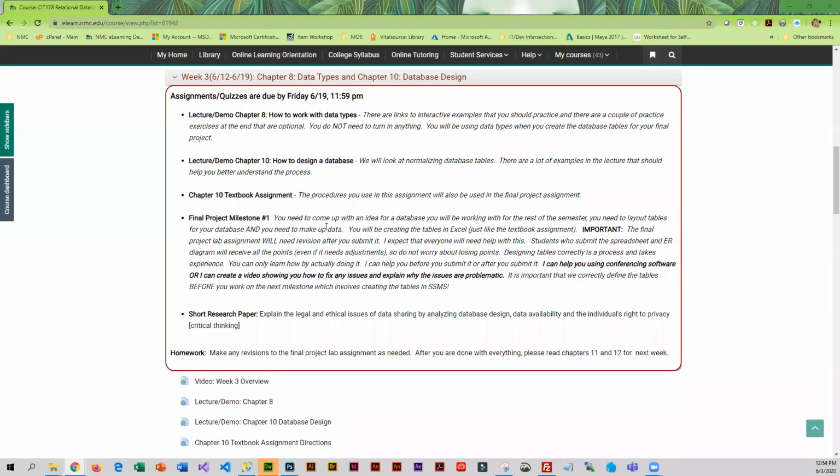Week 3 deals with actually learning how to normalize data and split it into multiple tables. And you will be applying what you learn to your own final project database. Now, this whole process of normalizing is one that is easier the more you do it. So the first time you go through it, it's probably going to be difficult, a little confusing.